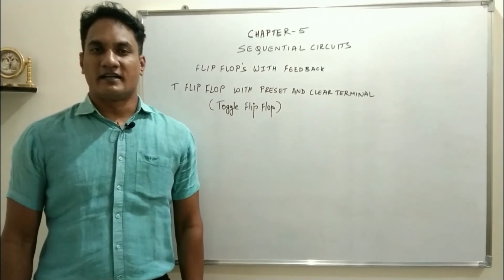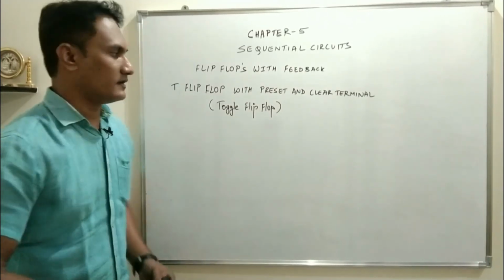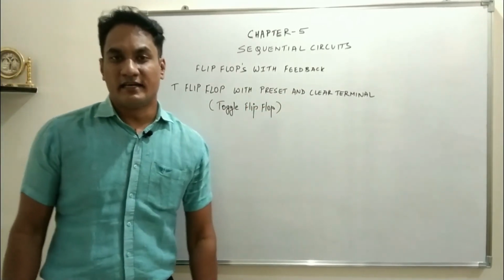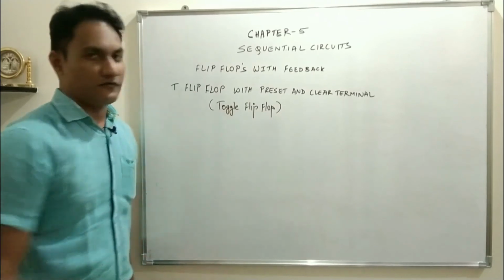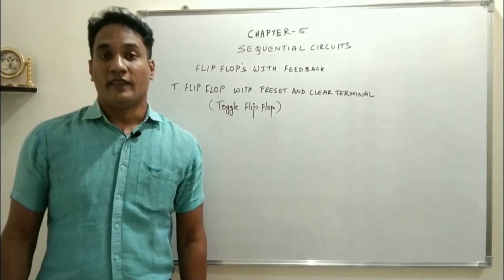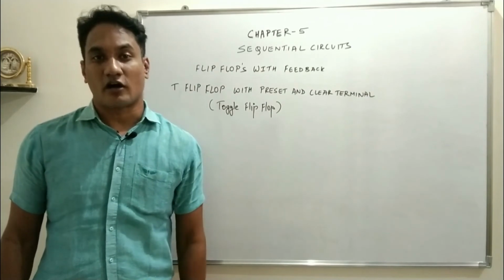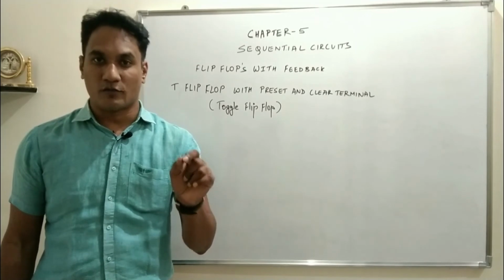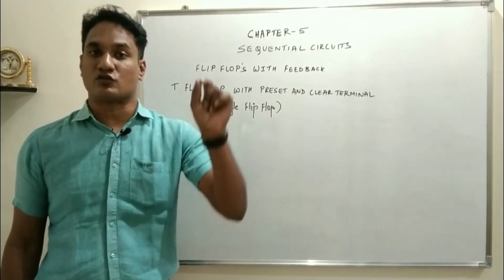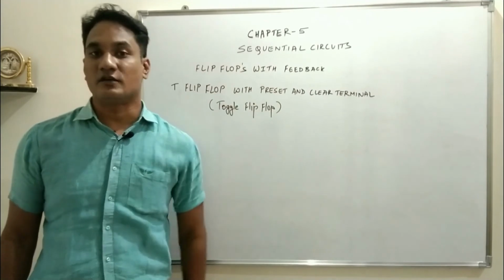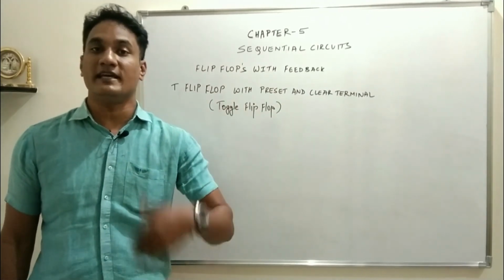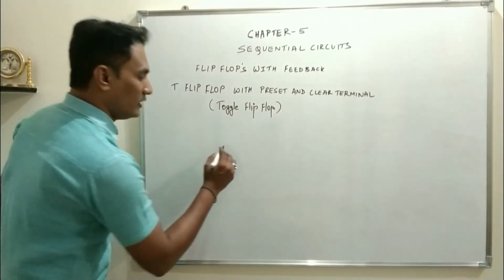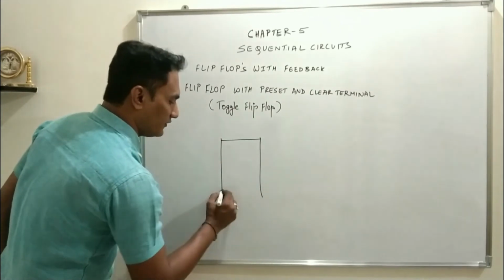The last topic under the heading of flip-flops is the designing of T flip-flop. Of course it will be with preset and clear terminal. So T stands for toggle flip-flop, and we already know how a flip-flop can be used in toggle mode. We can use JK master slave flip-flop in toggle mode by keeping J and K equals to 1 at logic 1. If you keep them at logic 1 and keep on giving clock pulse, the output will be set, reset, set, reset, which we will call as toggle mode. So for designing a T flip-flop, it's very simple.